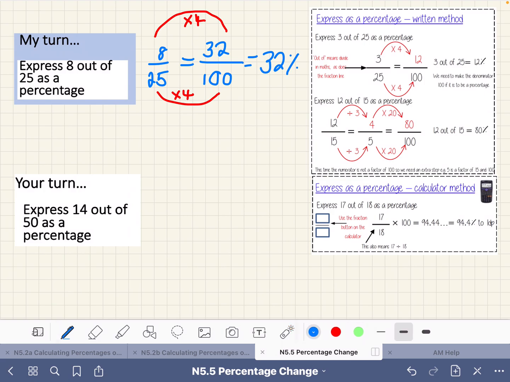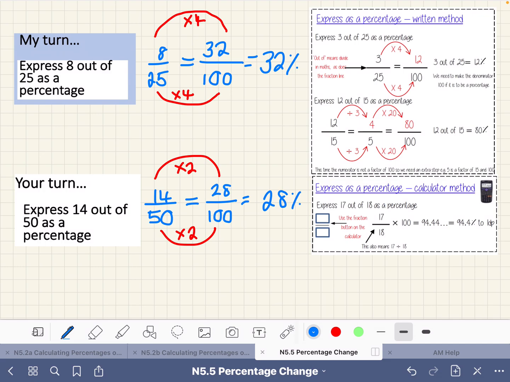Okay, so first step is to take the 14 and place it out of 50 as is expressed in the question. This then would be equal to something out of 100, and we then look to see how do we get from 50 to 100. We do that in this case by multiplying by 2. Because we multiply the bottom by 2, we must also multiply the top by 2. That gives us 14 multiplied by 2 is 28, and that gives us 28%.